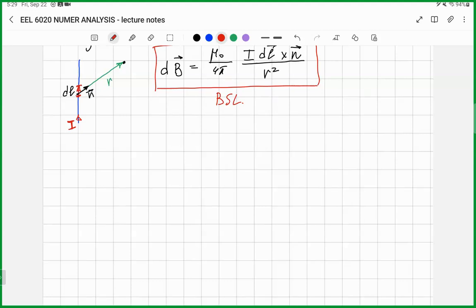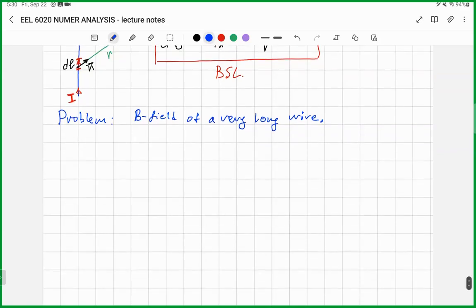And as an example of using this formula, let us consider a problem. Let's find the B field of a very long wire. A very long wire here essentially means an infinitely long wire. Let us draw the wire like this, and this wire goes up and goes down like this.